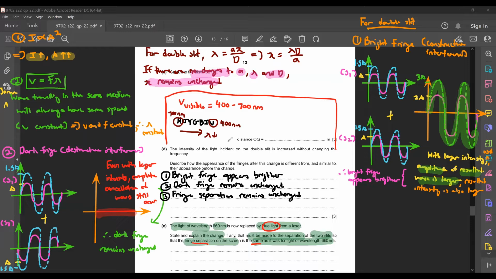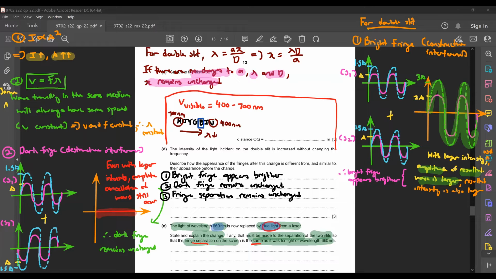So now they tell you you are using blue colored light. The light before this, they never told you the color. They just told you that the wavelength is 660 nanometer. Then they tell you they replace it with blue light. So blue light is this part here.